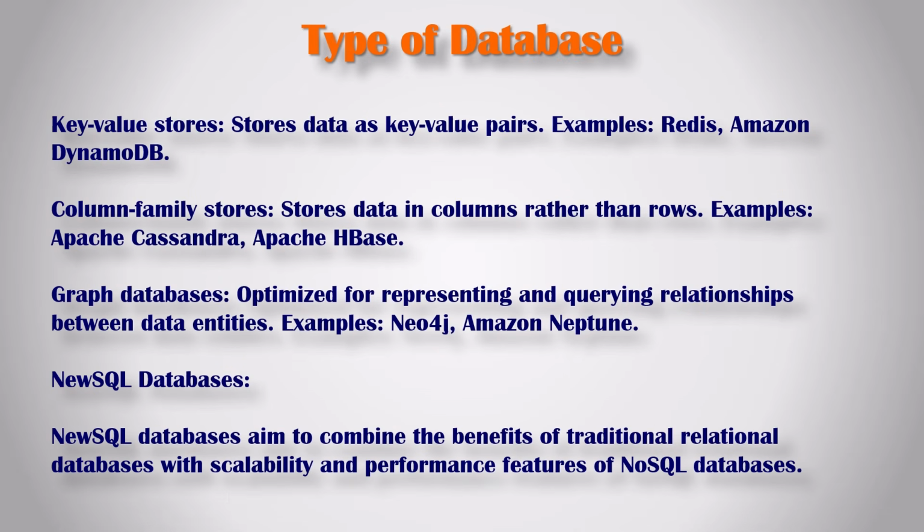In-memory databases. In-memory databases store data primarily in system memory, RAM, rather than on disk, resulting in faster data access and retrieval. They are ideal for applications requiring high-speed data processing and low-latency access. Examples include Redis, Memcached, SAP HANA.